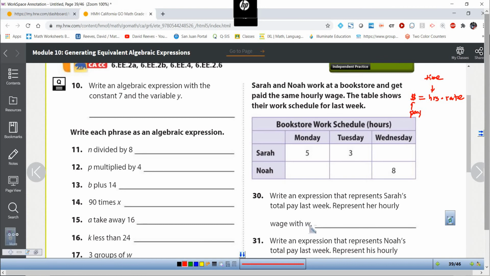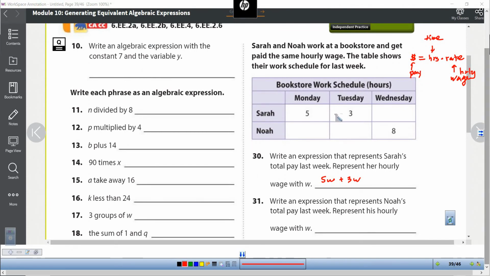We're going to represent her hourly wage with W. Hourly rate here, hourly wage. So Sarah last week worked 5 hours, so she'd get W dollars for those 5 hours, plus she would get W dollars for the 3 hours. So her expression would be 5W plus 3W. Now, if you're wondering, could I add the 5 and 3 and say that it was 8 and put 8W? Yes, that would be correct.